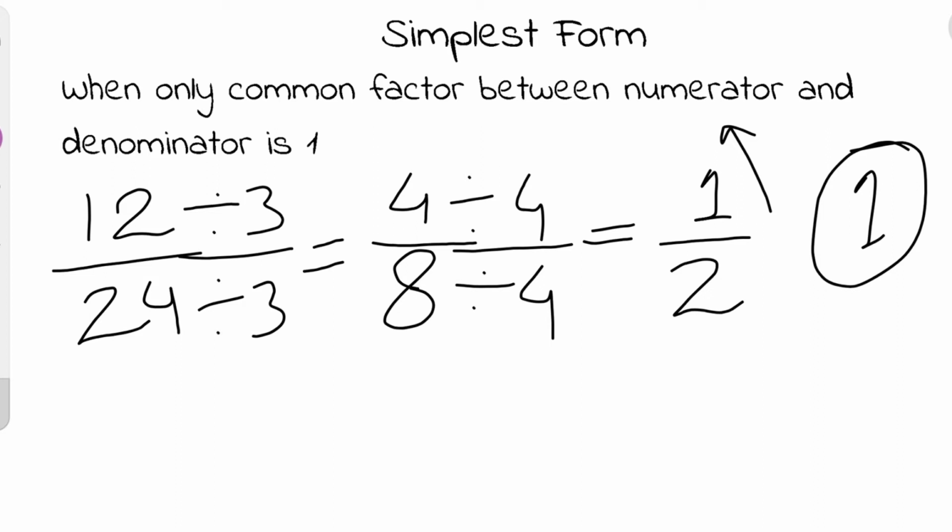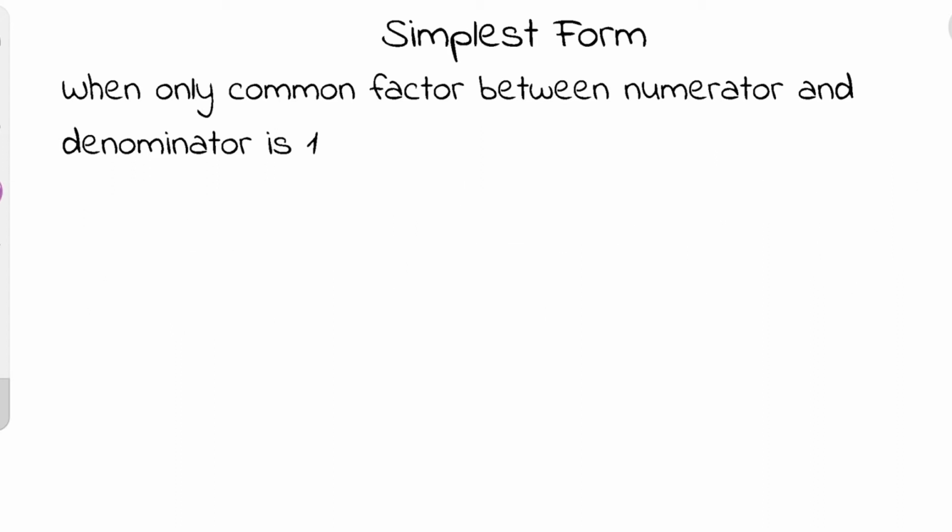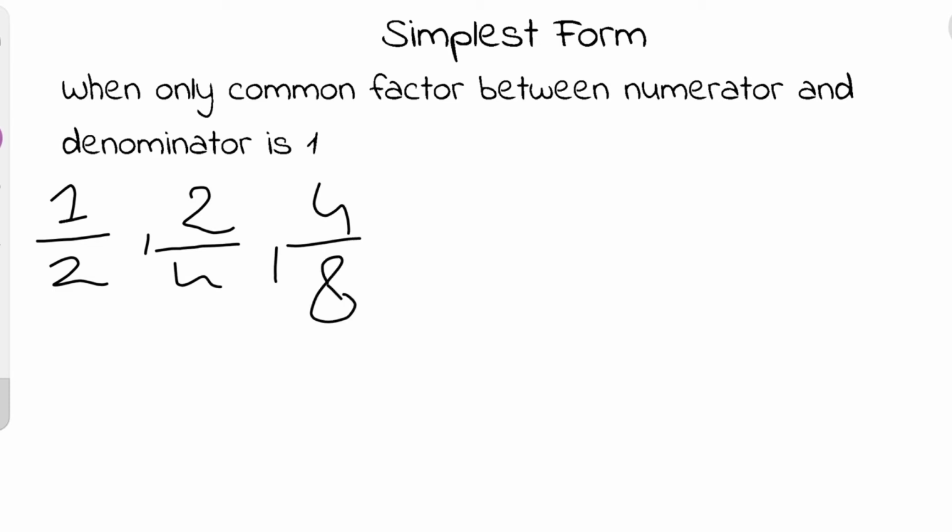Now with this simplest form method, we come to another concept. As I told you in the beginning of this video about equivalent fractions, if you bring all the equivalent fractions to their simplest form, you will find that the value coming is the same. Let's take the same example. Equivalent fractions were 1 by 2, 2 by 4 and 4 by 8. Now bring all of these fractions to their simplest form.